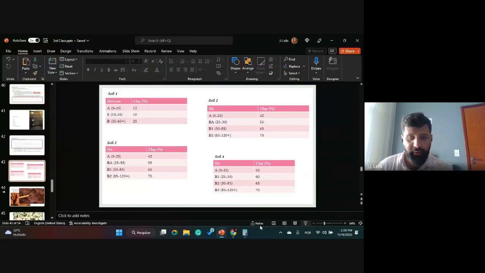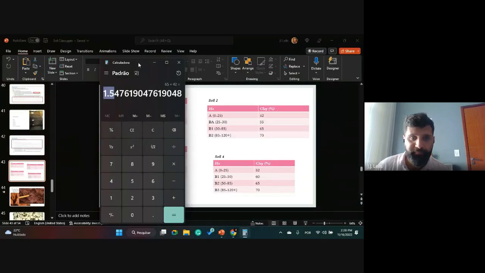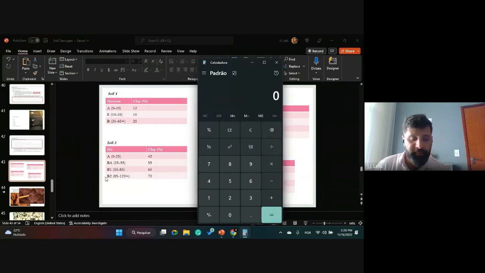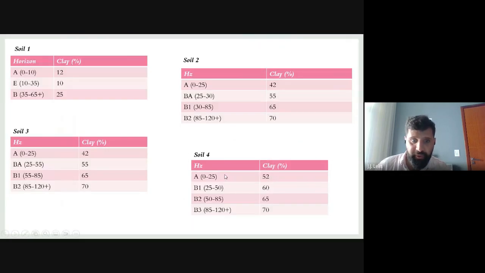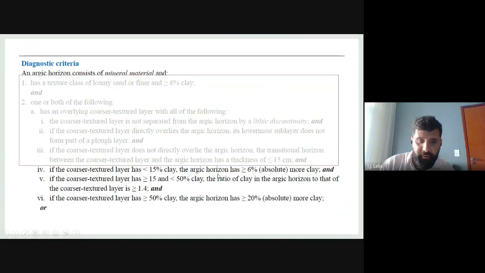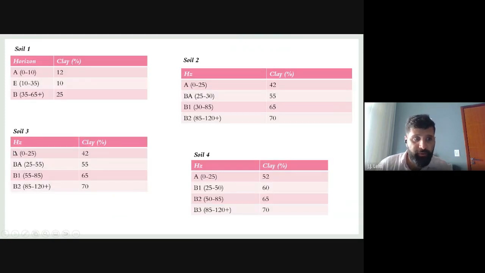So let's calculate again. The BA horizon has 55% of clay content and the A horizon 42. So we have a ratio of 1.3. This ratio is lower than 1.4. So in this case, the soil number 3 did not present an argic horizon.